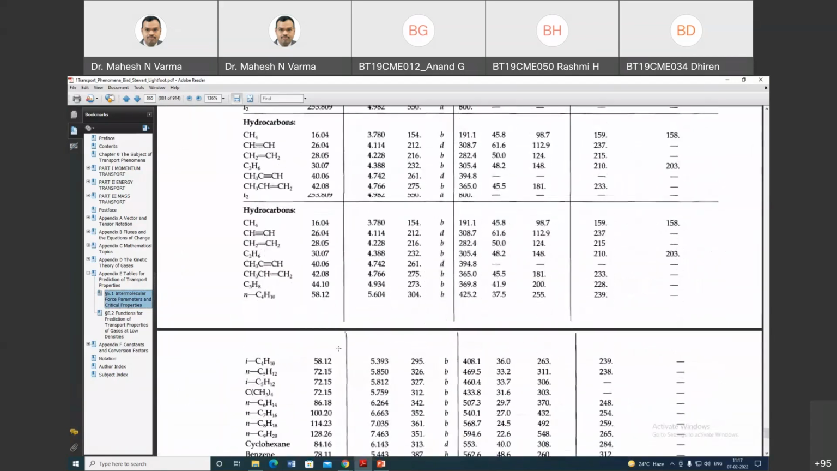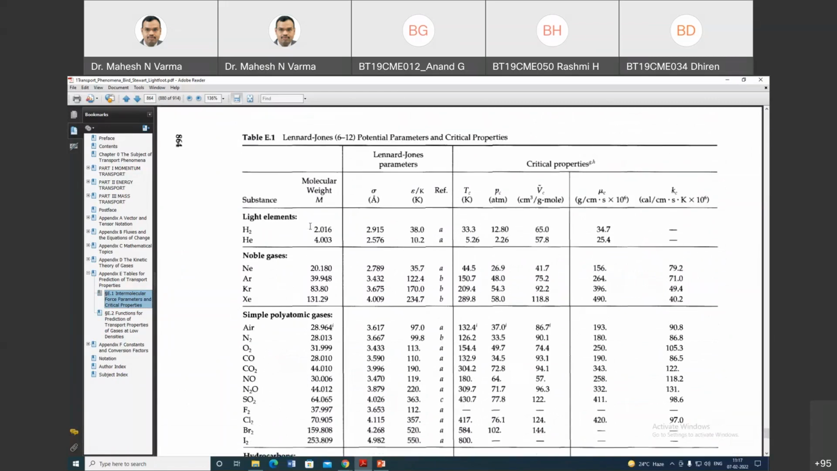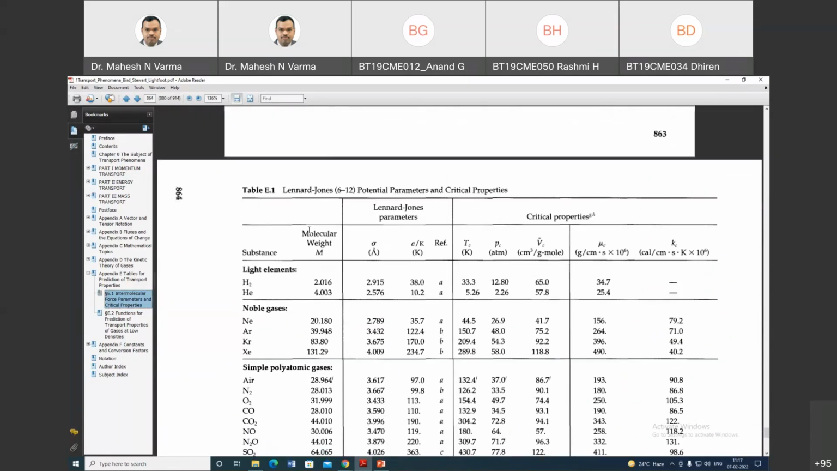This doesn't mean that only these many compounds will have these properties. These are the important compounds, as per BSL, whose data will be used in the transport phenomena book. Hence he has given only this much information. Otherwise, you can get the information for each and every compound. So using this data book, you can get the critical temperature, critical pressure, and critical viscosity also.